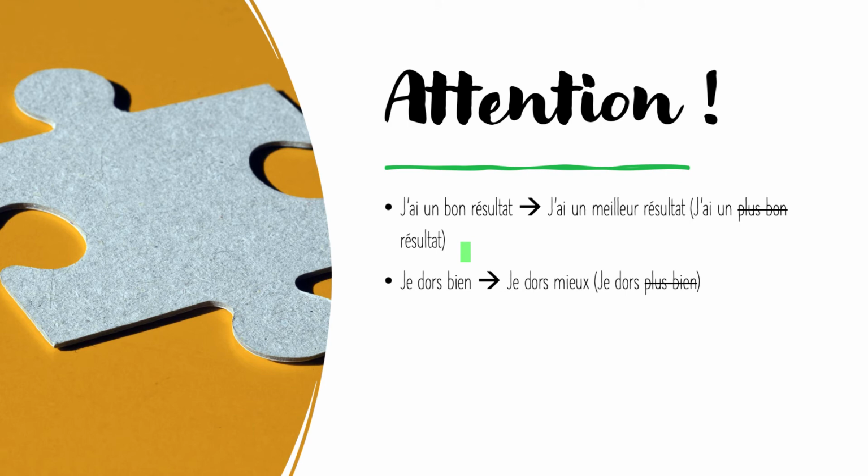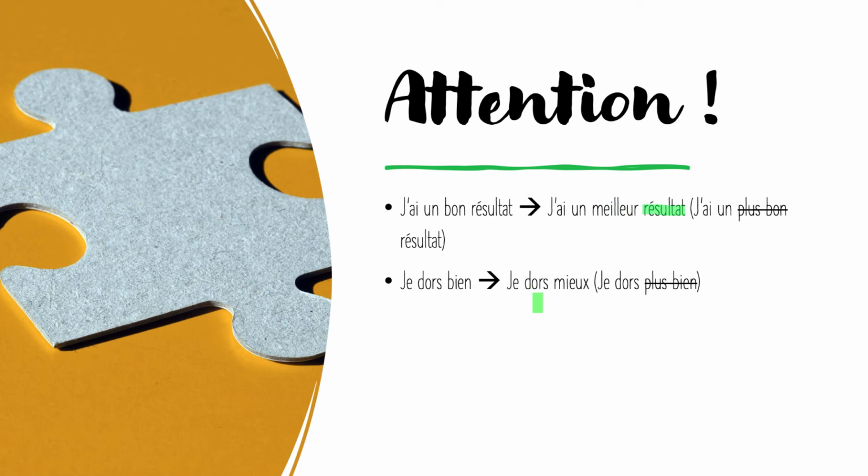Do people still make that mistake? Yes, we do. So here, remember, what are we comparing here? We're comparing a résultat. And what is résultat? It's a noun, right? That's where we're going to be using meilleur. Remember, meilleur is only used to categorize or to describe a noun, okay? That's why it's considered to be an adjective.